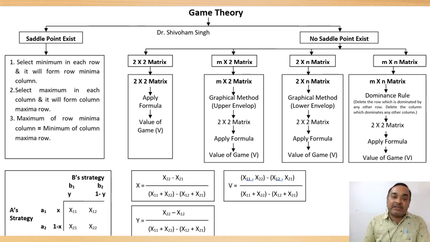Then check the maximum of row minima and the minimum of column maxima. If they are the same, then a saddle point exists. If not, then there is no saddle point.